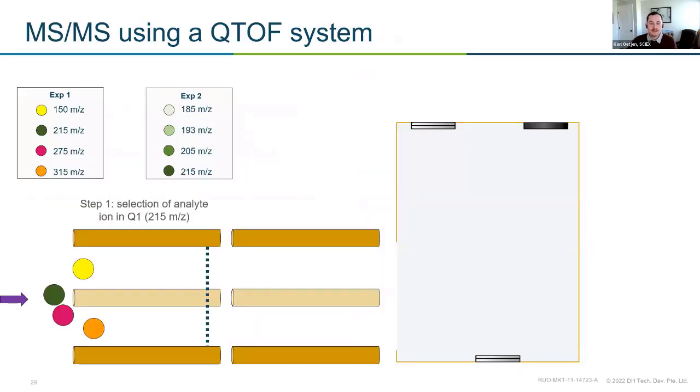So just a little recap of what's happening. We're doing the same experiment. We're doing an MSMS experiment. The difference is happening in how we select what ions we want to fragment.